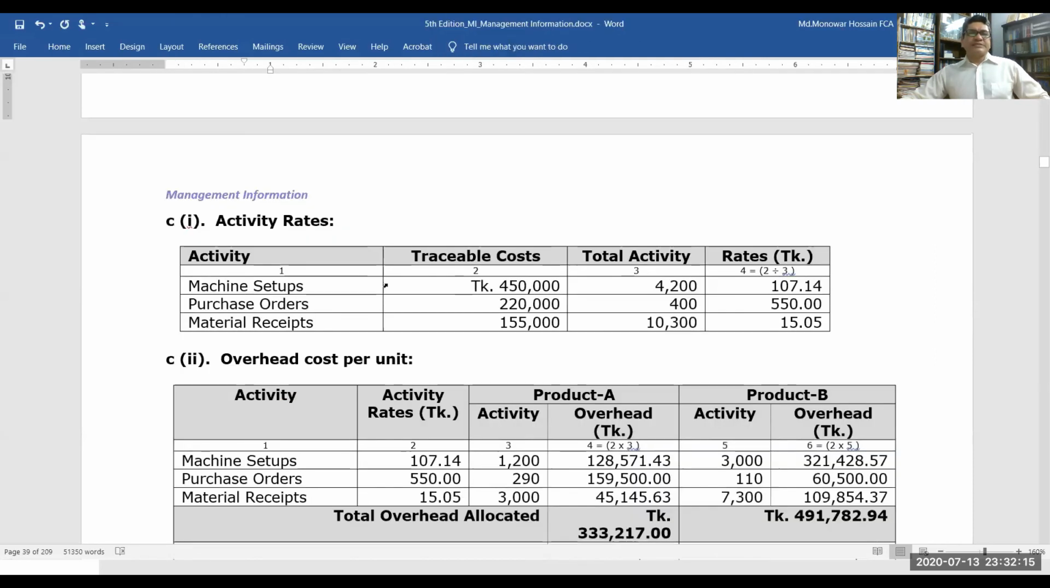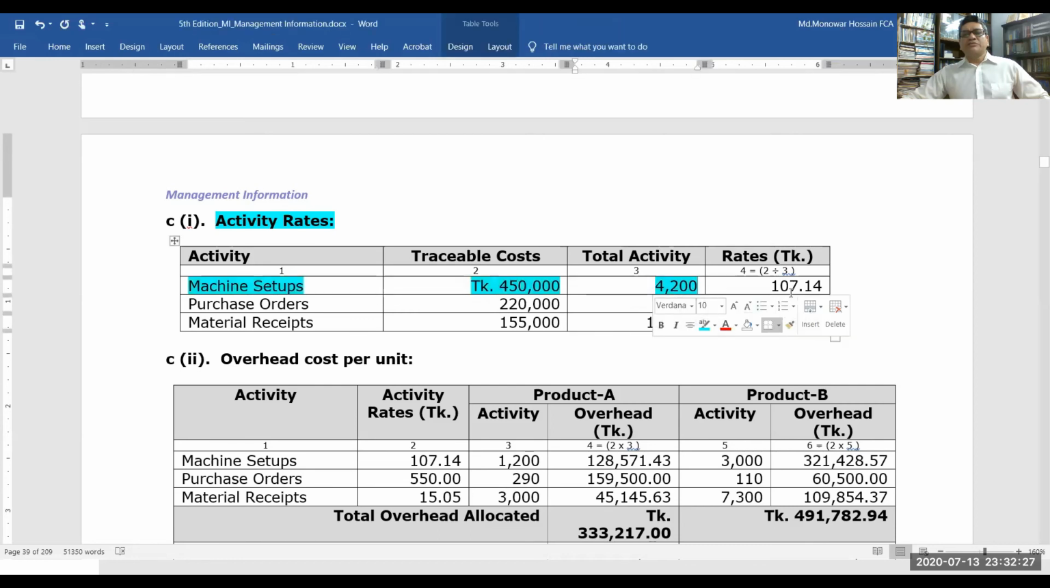So compute the activity rate. We see that the activity rate is here for the 3 components. Machine setup cost is 4,50,000 divided by total activities 4,200, and we get the rate per machine setup as 107.14. In the same way, purchase order 550, material received 50. Okay.